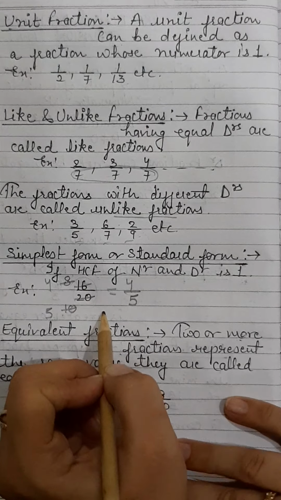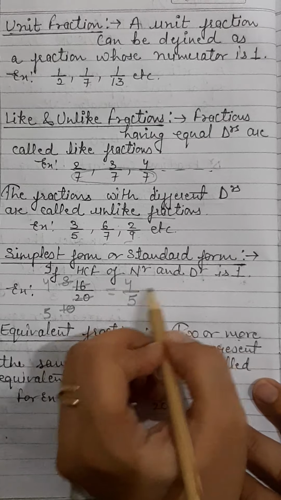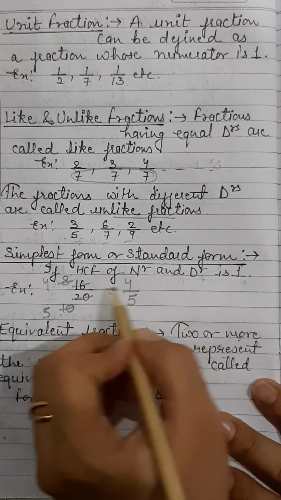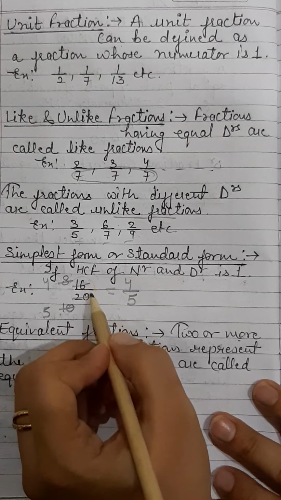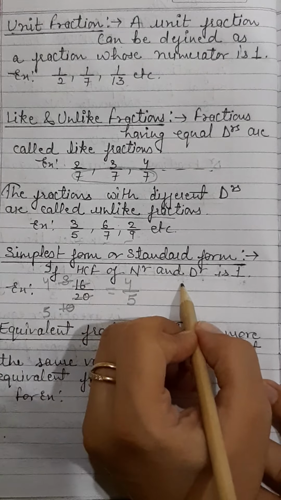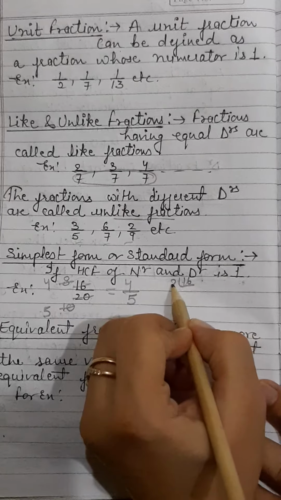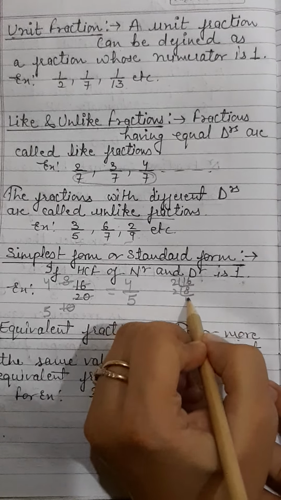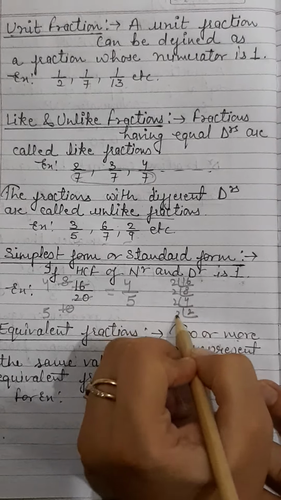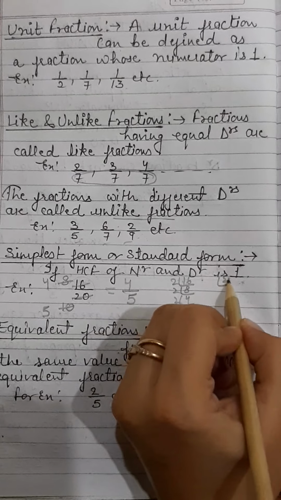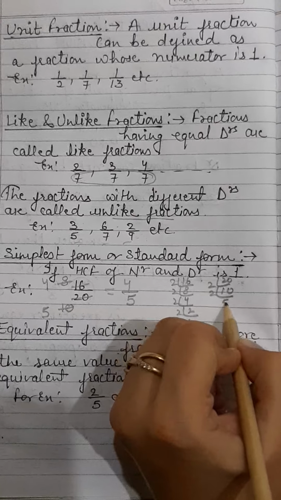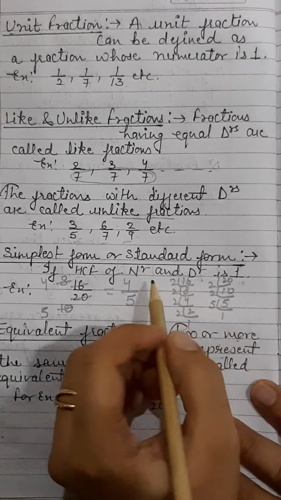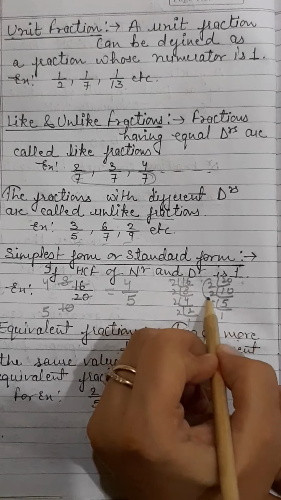Is it clear? Or you can do by taking HCF also. HCF of 16 and 20 first you have to calculate, and here HCF will come 4. 16, 2 8s are 16, 2 4s are 8, 2 2s are 4, 2 1s are 2, and 20, 2 1s are 2, 0, 2 5s are 10, 5 1s are 5, and HCF is highest common factor.